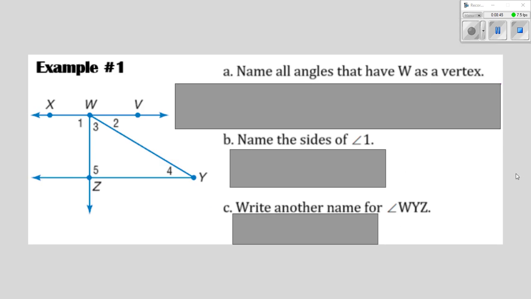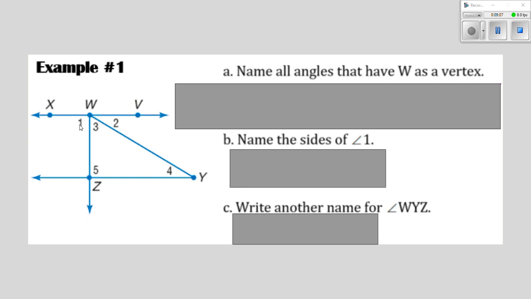Example one. It says, A, name all the angles that have W as a vertex. B, name the sides of angle 1. And then C, write another name for angle WYZ. So for A, we're looking for all the angles that share the common endpoint of W as the vertex. So let's look at W.